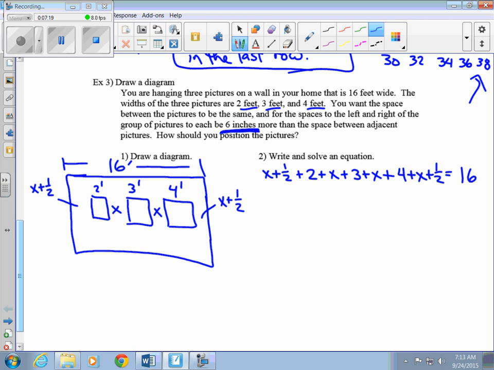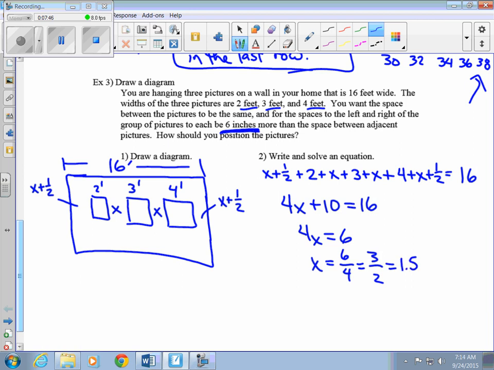Now we simplify it. So we have 1, 2, 3, 4x. We have 2, 5, 9, 10, if we add all of our numbers up to get our like terms. And so we have 4x equals 6, and x equals 6/4, which is 3/2, which is 1.5.